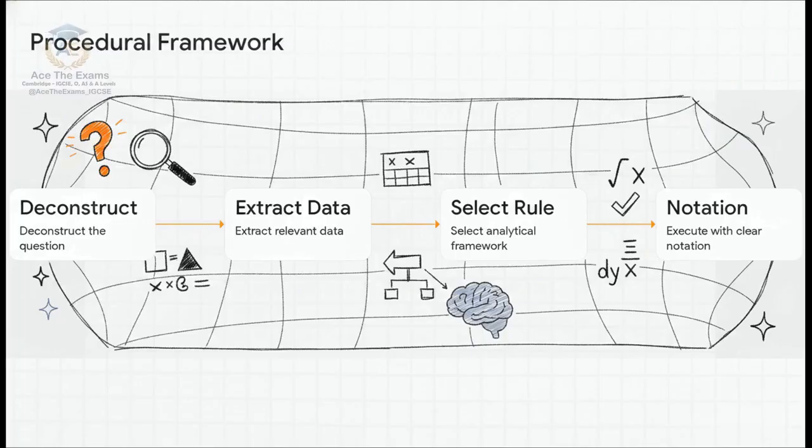Step 4. Execute with clear notation. Please, don't jump from y straight to the answer. Show dy/dx. Show your substitutions. By following these exact steps, you are essentially building yourself a safety net. Even if your final calculation is slightly off, the examiner sees your robust framework and hands over those method marks.